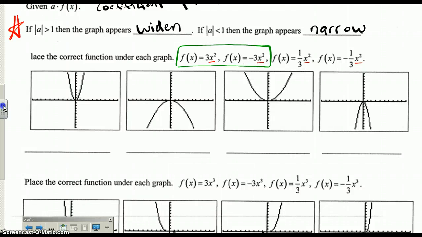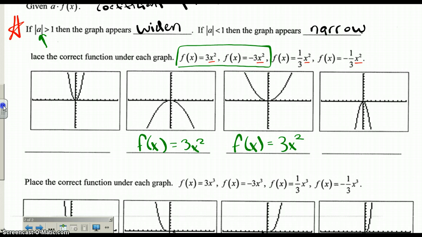They are both a 3, but one of them is positive, one of them is negative. Now remember, the absolute value, if it's greater than 1, it's going to widen it. Okay, so we have a positive, meaning it's going upwards, and it's widened. So that looks like this one right here. So this one's going to be the 3x squared. And now we have the same widened shape, but now it's flipped over the x-axis. It's reflected, so we have this one right here.